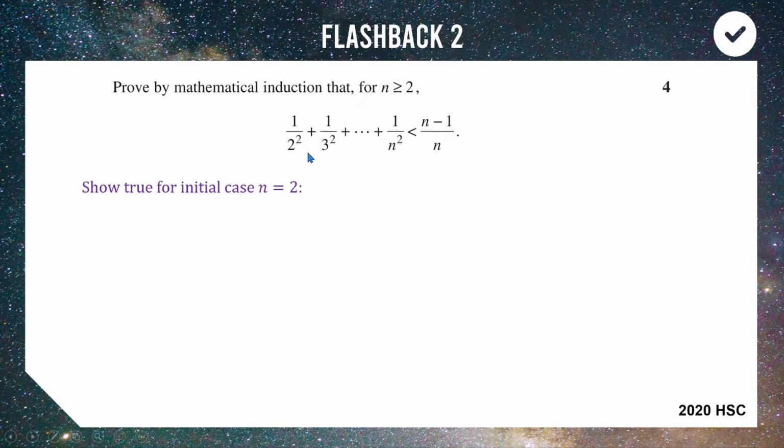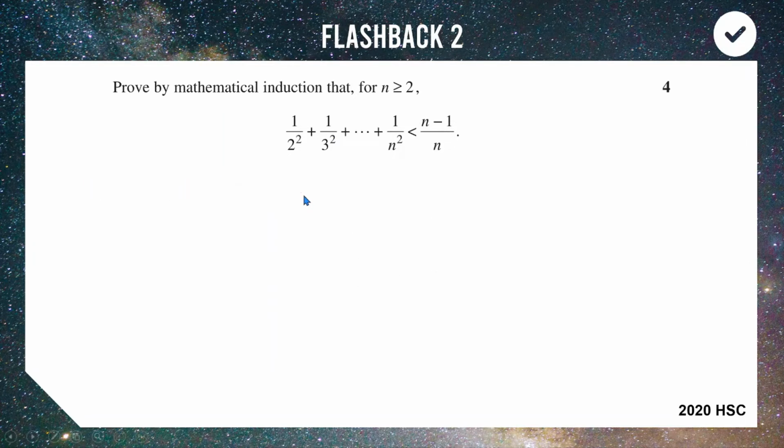On the left-hand side, we have 1 over 2 squared. On the right-hand side, we have less than 2 minus 1 over 2. That works out to be a quarter, which is less than a half. So the inequality holds true when n is equal to 2. So that's our first step done.